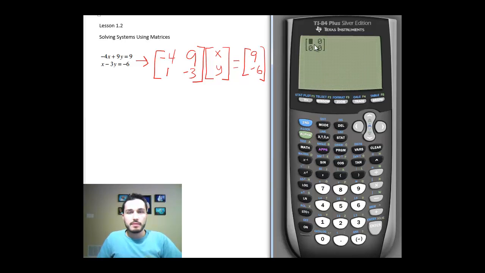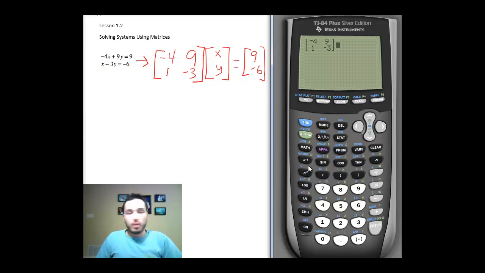And we have a very similar little thing here, only I need to put my numbers in. So I'm going to put in the -4. You hit the right arrow key to go to the next spot. Hit the 9. Once again, hit the right arrow key to go to the next spot. It's going to loop back around. Hit the 1 and the -3. Okay.